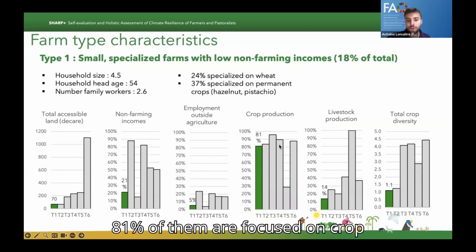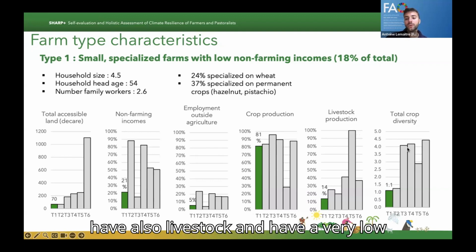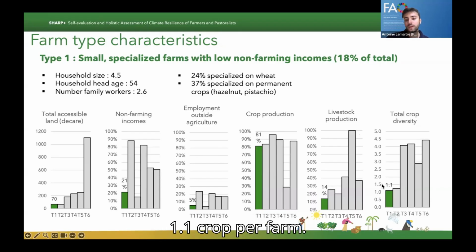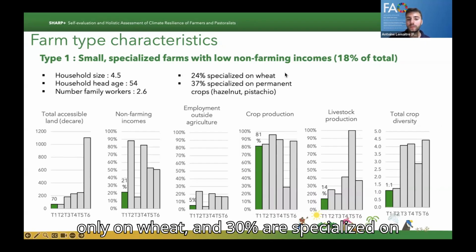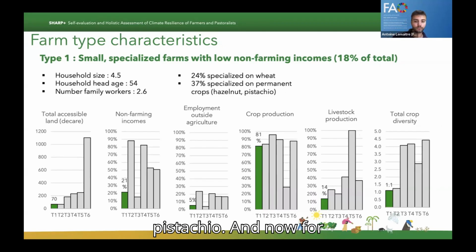81% of them are focused on crop production, and 14% also have livestock, and they have a very low total crop diversity, with an average of 1.1 crop per farm. Mostly wheat. 24% are specialized only on wheat, and 30% are specialized on permanent crops, mainly hazelnut and pistachio.